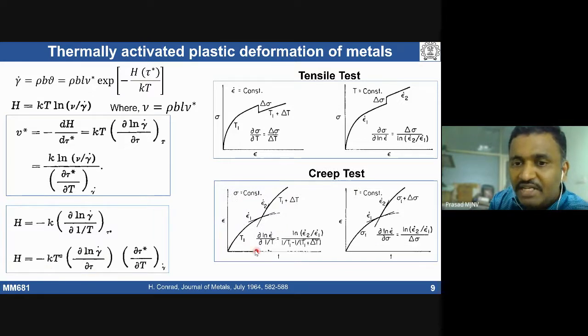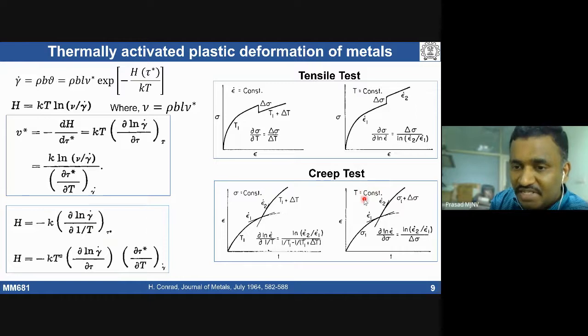From the creep test we usually do constant stress and do a temperature jump. When you do a temperature jump, we do see a change in strain rate. By using that change in strain rate as a function of change in temperature, we can get the activation enthalpy. Look at it, dln gamma dot d1 by T. Basically here we're talking about the true strain rate, dln epsilon dot d1 by T. If you get this value, I can get the activation energy or activation enthalpy of the deformation.